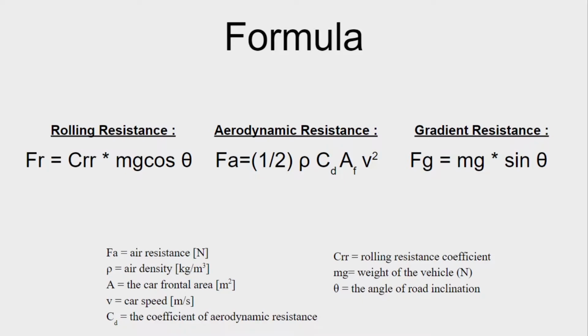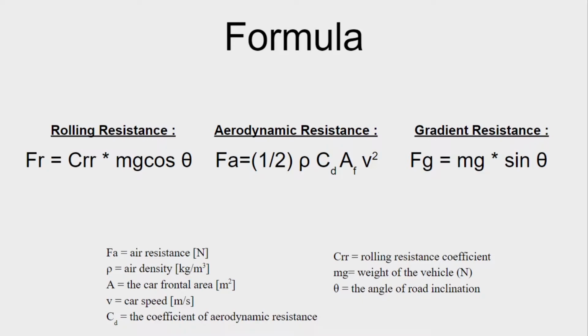So what are the formulas for these resistive forces? First is the rolling resistance. The rolling resistance is given by F subscript R, which is equal to CRR into mg into cos theta, where CRR is the coefficient of rolling resistance, m is the weight of the car, g is the acceleration due to gravity, and theta is the inclination.